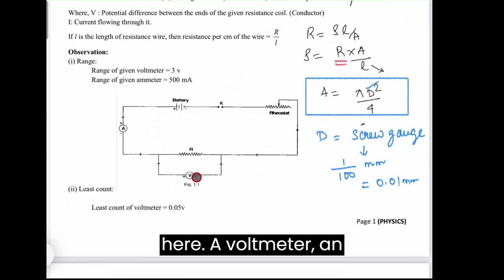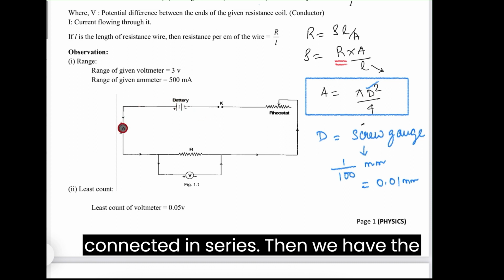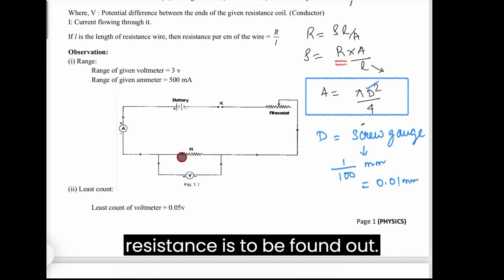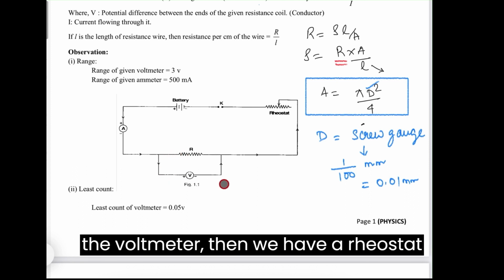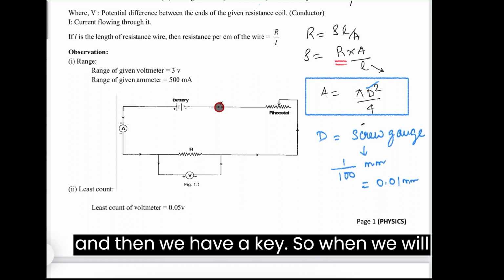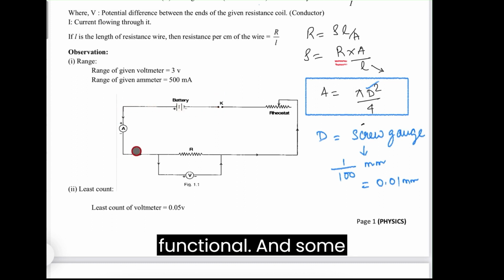A voltmeter, an ammeter. Obviously the ammeter is connected in series. Then we have the wire of unknown resistance, whose resistance is to be found out as R, which is connected in parallel with the voltmeter. Then we have a rheostat, and then we have a key. So when we'll switch on the key, the circuit will become functional.